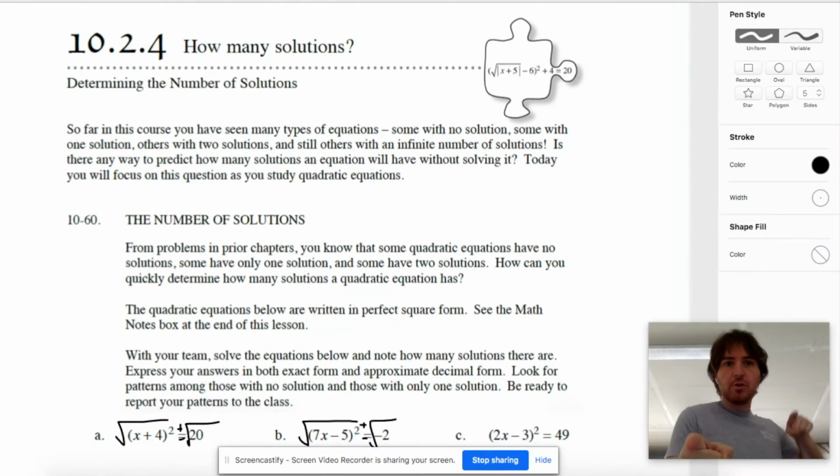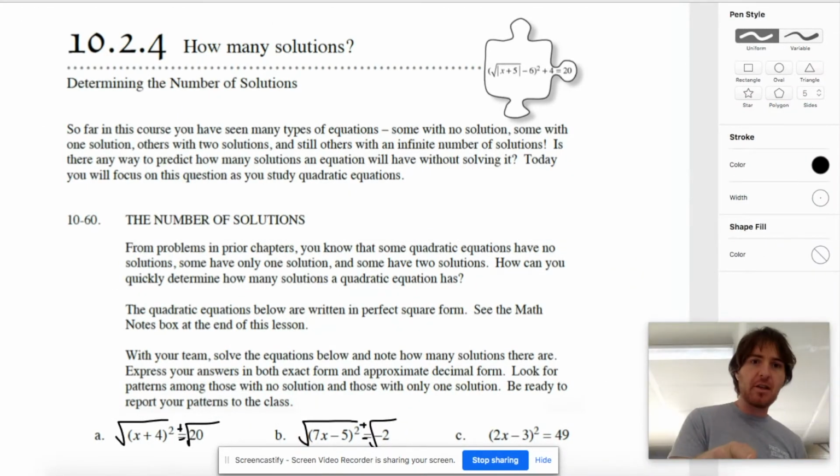Section 10.2.4, how many solutions, determining the number of solutions. It's our final week of class. Let's do this, guys.